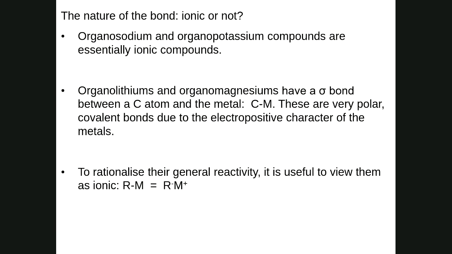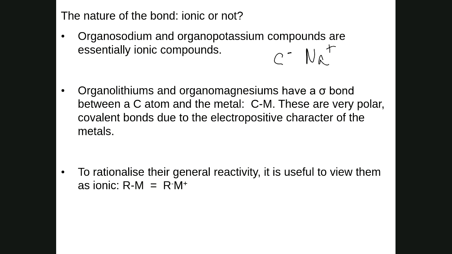Organosodium and organopotassium compounds are essentially ionic compounds. You have this carbon with a negative charge and your sodium or your potassium with a positive charge. There is an ionicity in that. There's a separation of charge. Organolithium and organomagnesium compounds have a sigma bond between that carbon and the metal. It's a very polarized bond, verging into the ionic, but it is a bond. There is a covalent bond. It's just extremely polar because the metal is very electropositive.